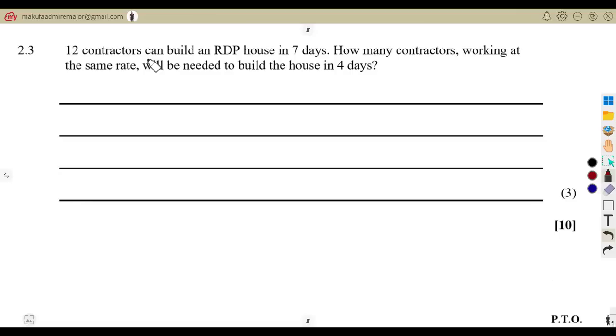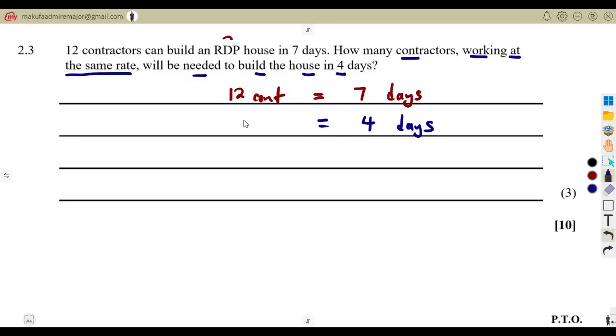12 contractors can build an RDP house, and they are going to take 7 days. Then how many contractors working at the same rate will be needed to build the house in 4 days? How many contractors are we going to have? That is the question. All right, this is a question which is focused on a rate. So when you consider a rate, be careful because this is the consideration of a rate.